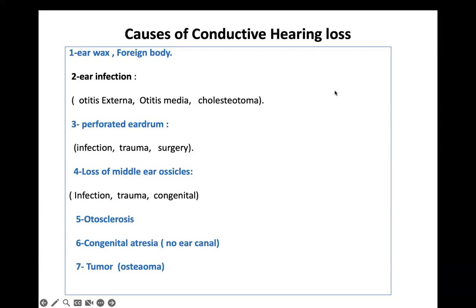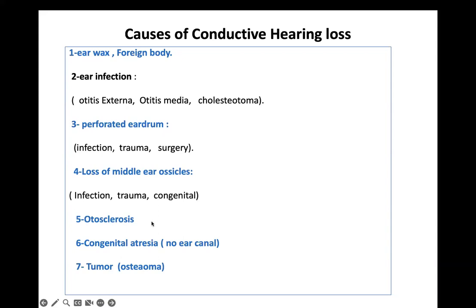As you can see, these are all things that affect either your middle ear or outer ear, nothing that affects your inner ear, okay? Perforated eardrum, either due to infection, trauma, surgery, or even those cotton swabs you use for your ear, it can cause perforation. If you have anything that causes loss of the middle ear ossicles, so it could be a congenital cause where you don't develop a stapes or malleus or incus, this could cause conductive hearing loss. Or it could be due to trauma or infection. This could cause, again, conductive hearing loss.